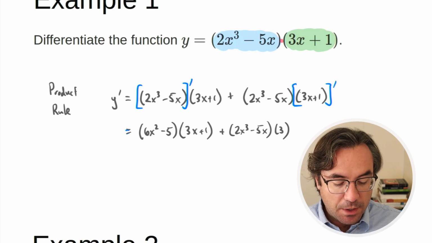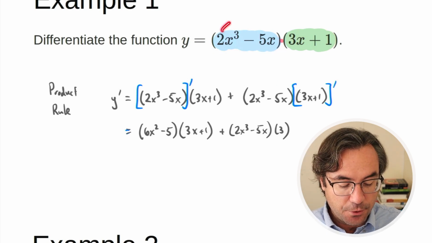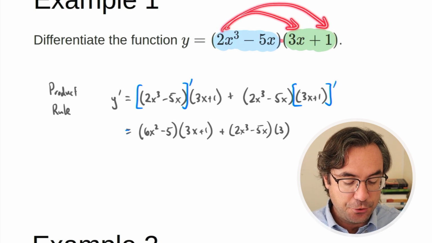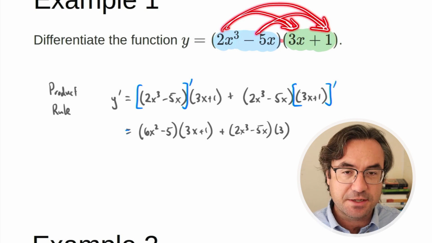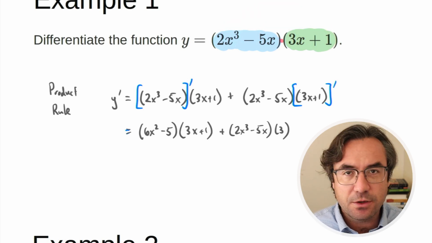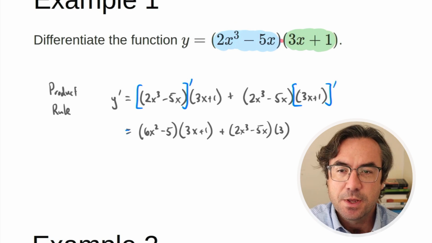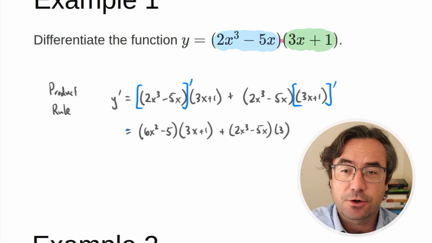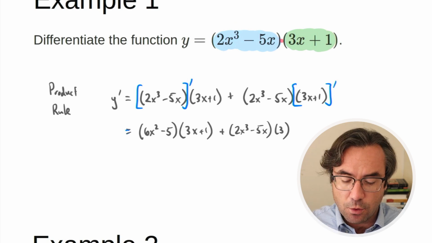So we could have multiplied this out, though. You could have gone through and distributed the 2x cubed and then distributed the negative 5x. And if you multiplied it out, you would have a polynomial, and then it's just regular power rule. But this was just to show how the product rule works. So let's try one more of these.